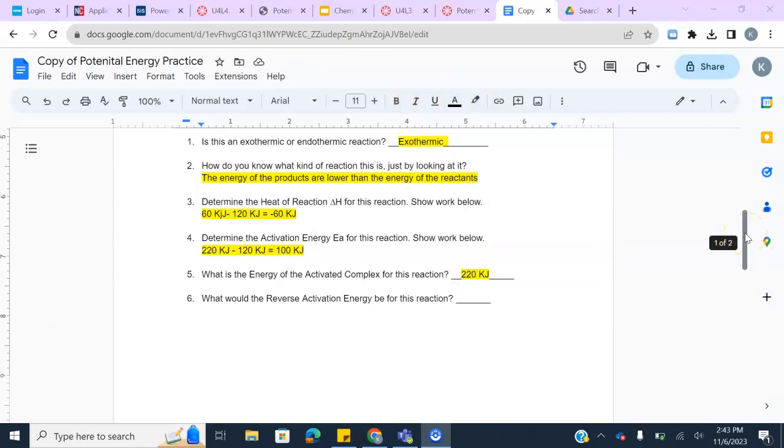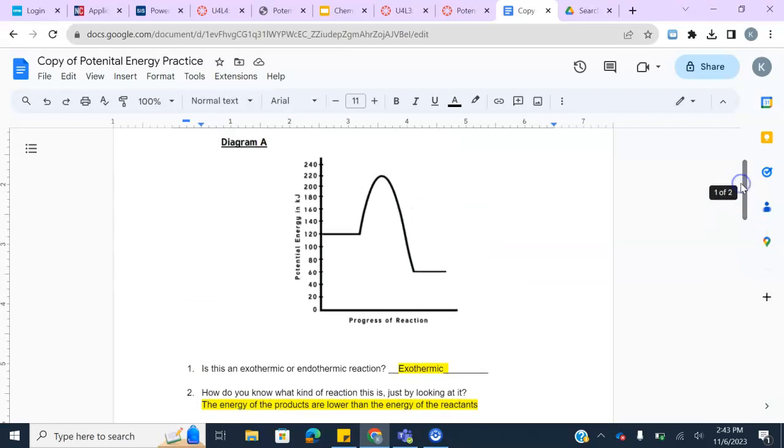And last but not least, question 6 is asking us, what would the reverse activation energy be for this reaction? So remember, when we talked about chemical equilibrium, we found out that most chemical reactions are reversible. They can happen in the forward and the reverse direction. With these potential energy diagrams, we read them from left to right in the forward direction. But if we looked at them backwards, from the right to the left, that would be the energy of the reverse reaction. So instead of calculating the difference between the activated complex and the energy of our reactants, we're going to calculate the difference between the energy of our activated complex and the energy of our products.